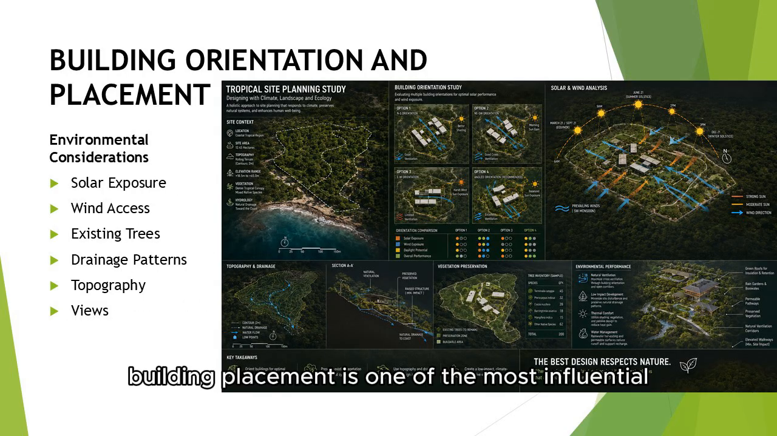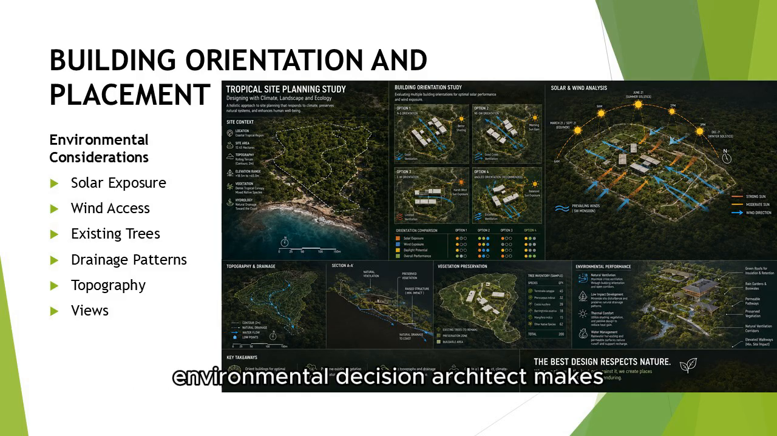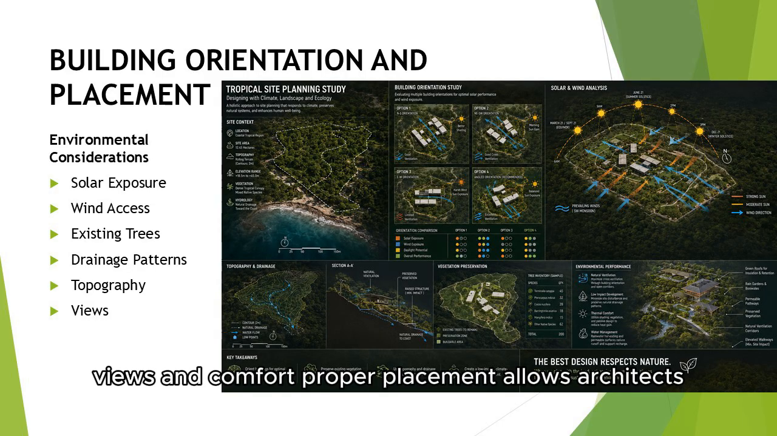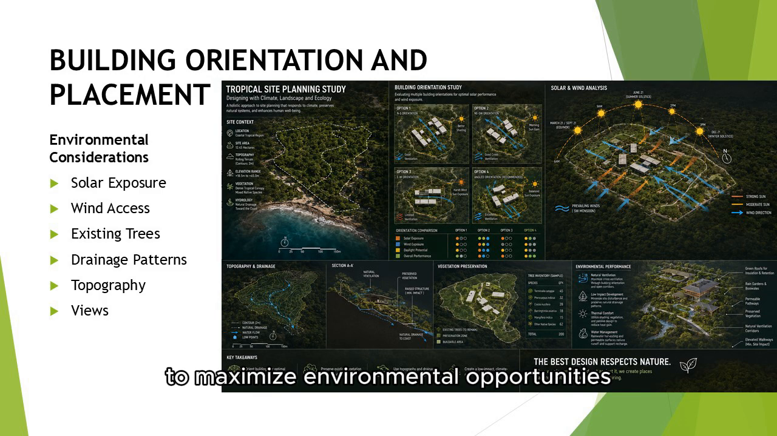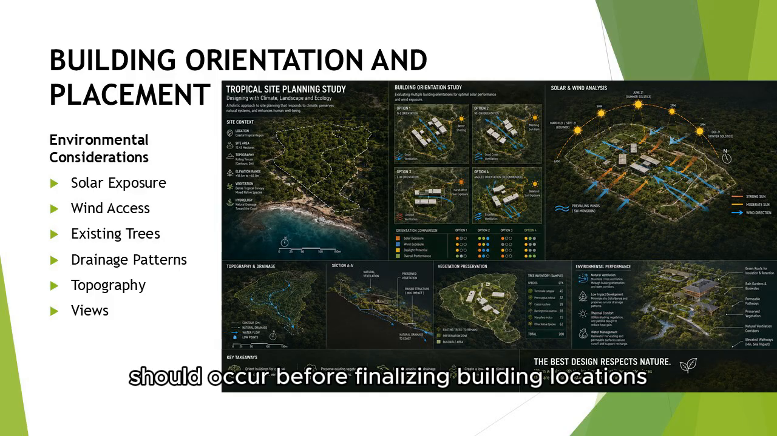Building placement is one of the most influential environmental decisions an architect makes. Even small changes in a building location can significantly affect heat gain, airflow, drainage, views, and comfort. Proper placement allows architects to maximize environmental opportunities while minimizing environmental problems. This is why environmental analysis should occur before finalizing building locations.